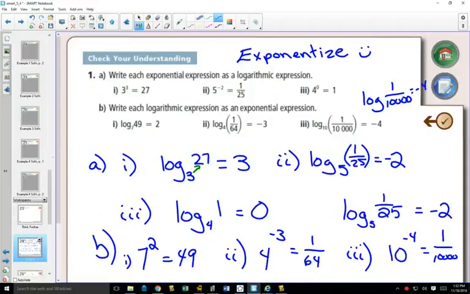So one of the things that we do is we learn how to write things in exponential form and log form and switch them back and forth. And that's just using this definition. Later on, we will exponentize some more. Okay. Questions you can do are 5, 6, and 8.